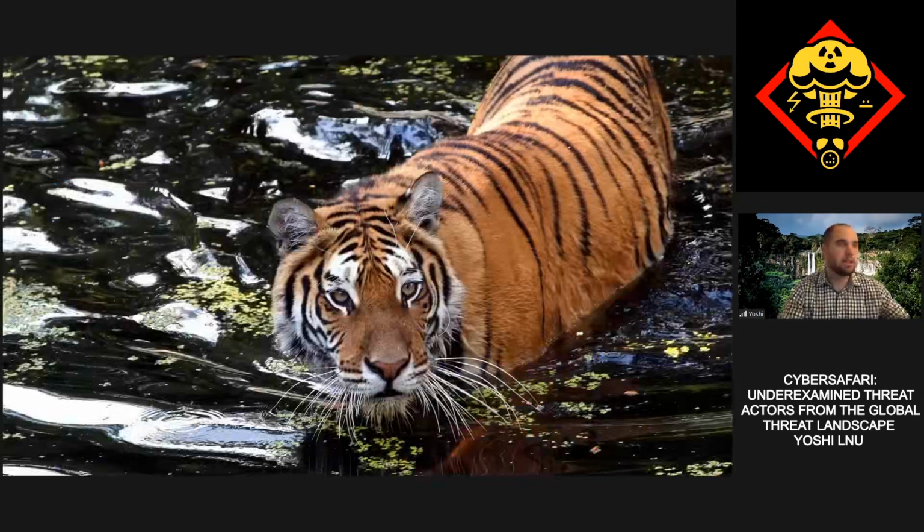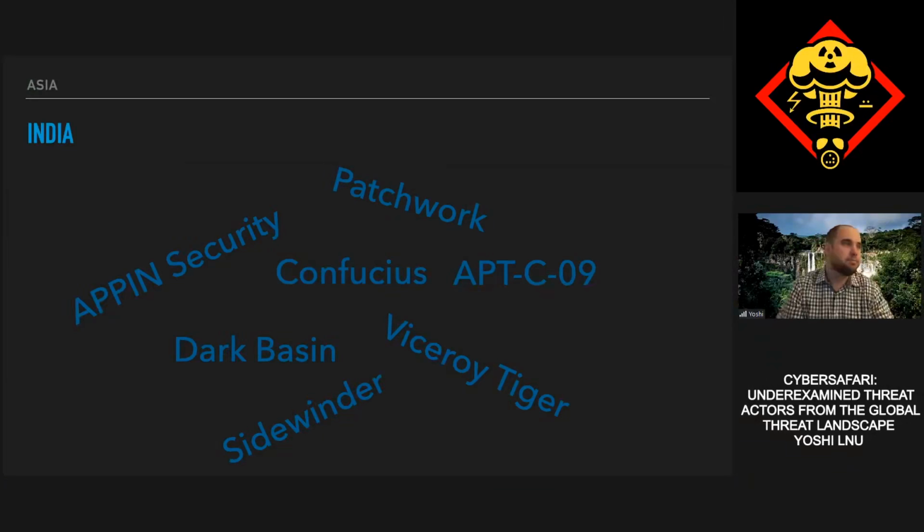So this next picture is a tiger from India. You'll notice that this slide is not nearly as neat as the others. That's because Indian cybersecurity attribution is a mess, both on the state nexus operations and on the criminal operations. We're going to look at some of the campaigns that have a nexus to India and talk about different threat groups, but overall, it's just a general mess.